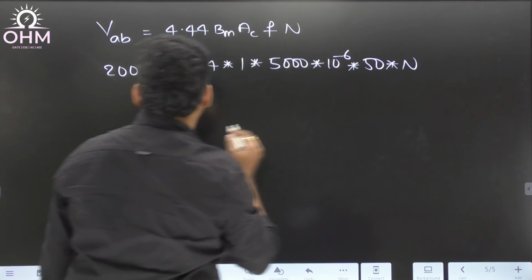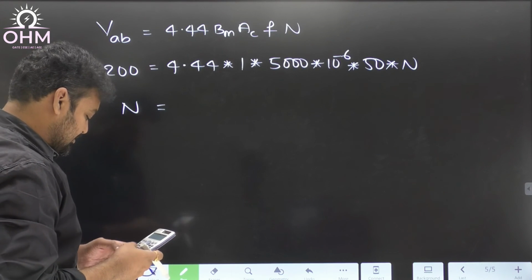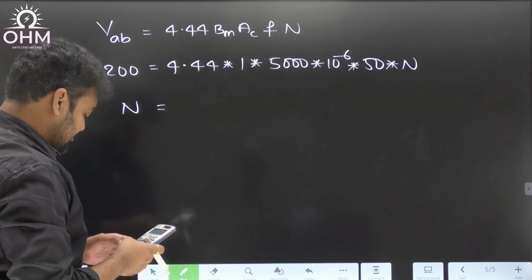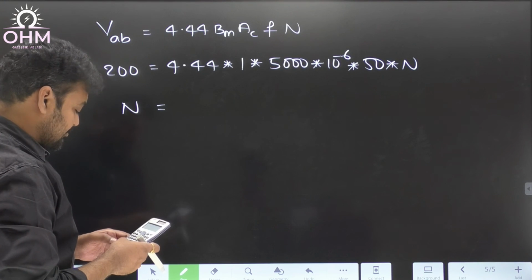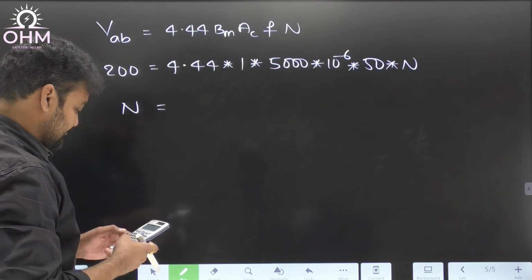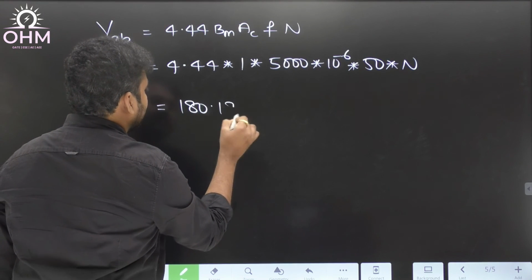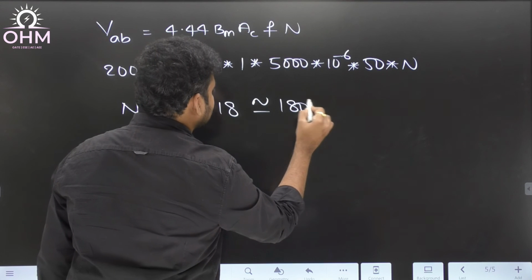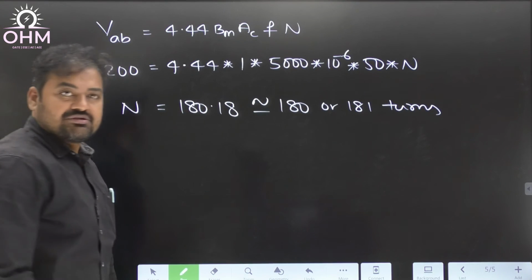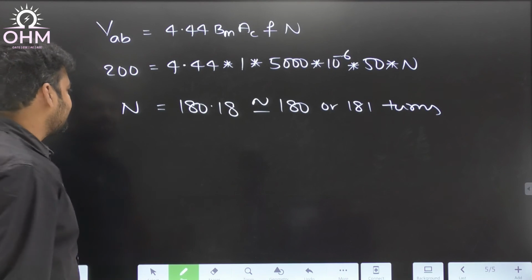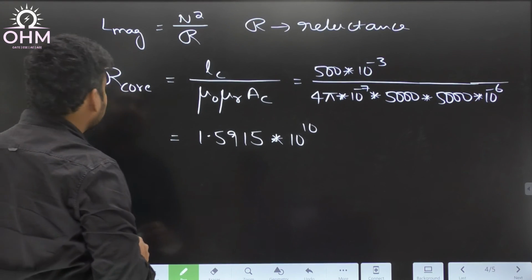I don't know the number of turns, so we need to calculate it. So 200 divided by 4.44 into 5000 into 10 power minus 6 into 50. I am getting 180.18, which means you can take approximately 180 or 181 turns, because the number of turns should always be an integer. Use that number of turns in the previous calculation, and you will get the magnetizing inductance.